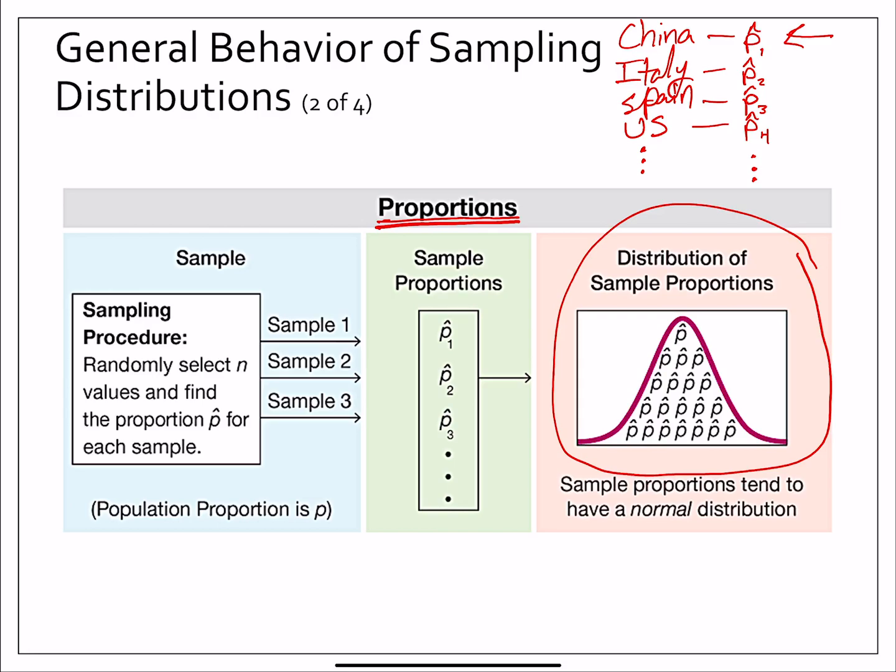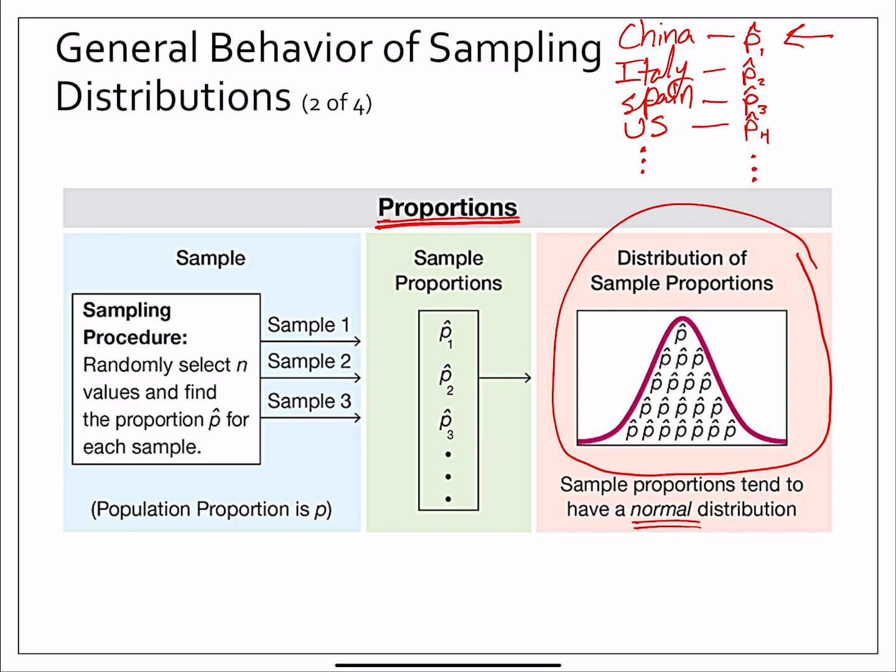We're looking at all of the different places, and that becomes our new layer of data, right? So when we do this for proportions, we take all our samples and find a proportion for each sample. When we put them in a distribution, make a histogram and look at its shape, we find that the proportions tend to be normal. They tend to have a normal distribution.